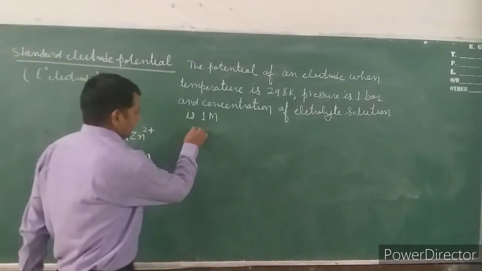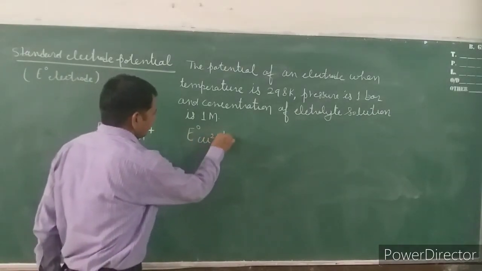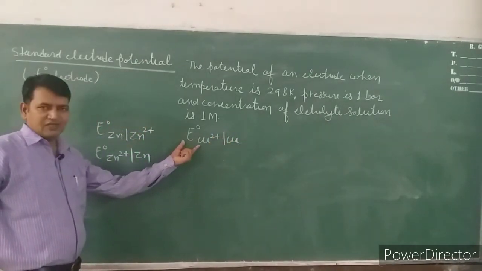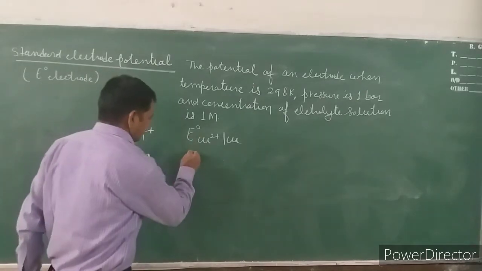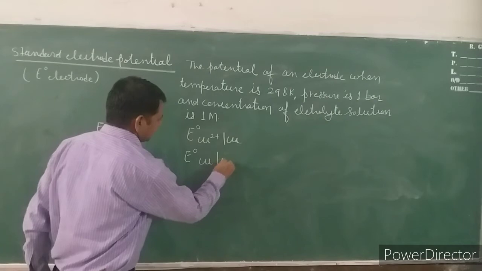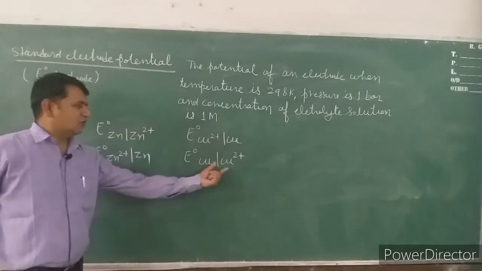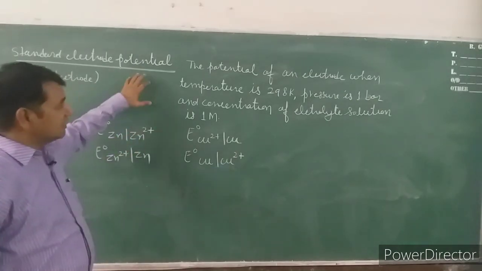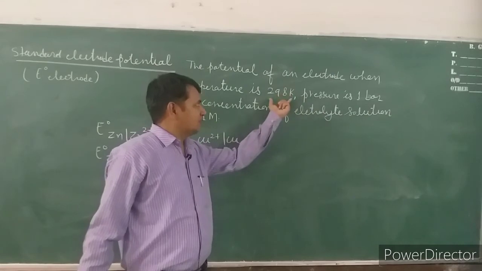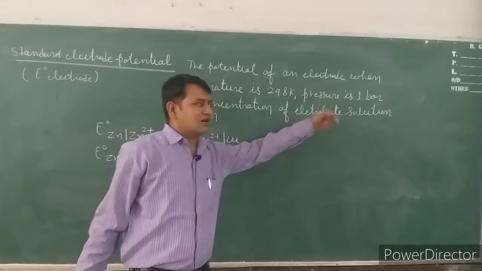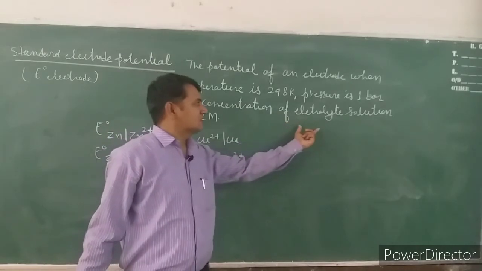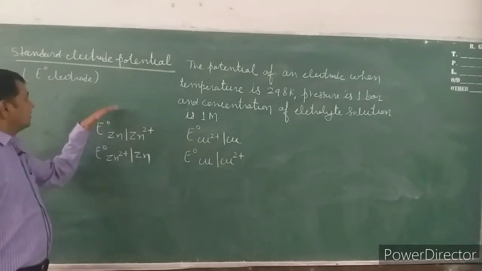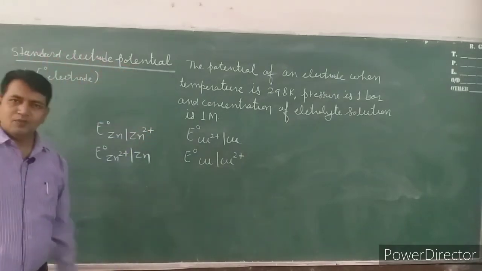In the same way, if somebody has mentioned Cu2 plus oblique Cu, that means this is the standard electrode potential of copper electrode in reduction manner. If we want to express this into oxidation, it will be E standard Cu oblique Cu2 plus. So the meaning is that when we determine the reduction potential of any electrode in all these three conditions, temperature should be 298 Kelvin, pressure should be 1 bar, and the concentration of electrolytic solution must be 1 molar. At that condition, that electrode potential is known as standard electrode potential.